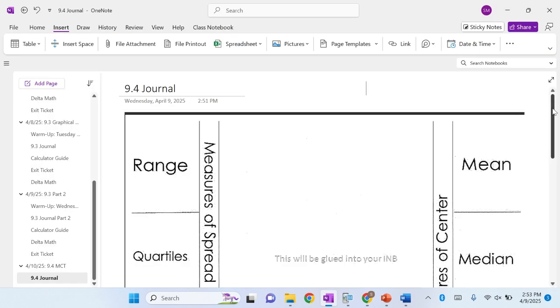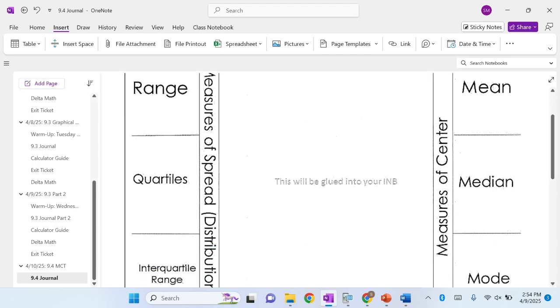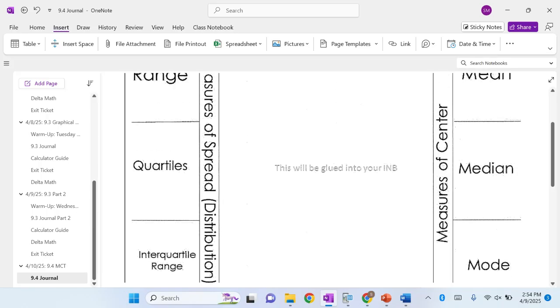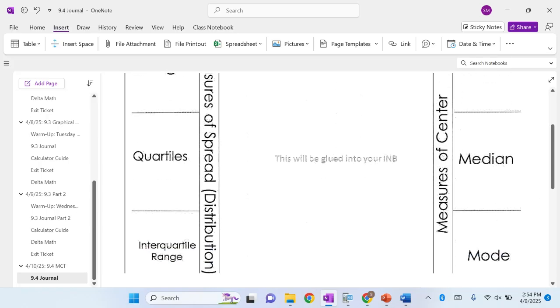All right, guys, this is Miss Murphy, and I'm going to be talking about lesson 9.4, which is all about range, mean, median, quartiles, mode, and interquartile range, which in other words is called measures of central tendency. Now, all of these different measures of central tendency can look at different things.